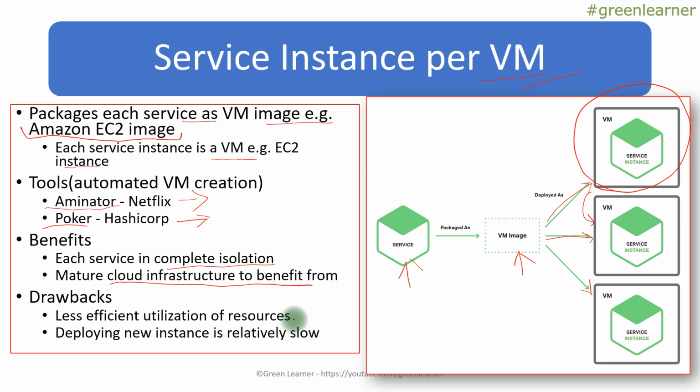Less efficient utilization of resources. If we have provisioned a VM and a service is starting in it, there are cases where that service is getting less traffic. In those cases, the resources that we have assigned to that VM will be less utilized, and there is no chance they can be shared with other VMs. Deploying new instances is also relatively slow, because provisioning and starting a VM is in itself a costly process, and its size goes into gigabytes, so it takes time to start.